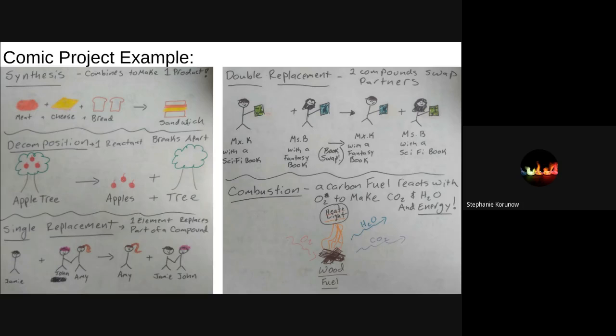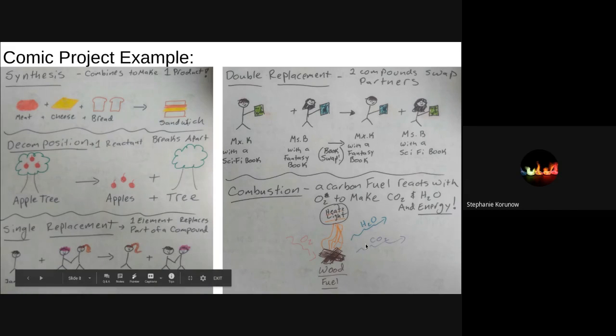So this next assignment, this comic example, I want you to do an example for each type of reaction where you draw a little comic that represents that reaction. So for synthesis, I had all the ingredients for bread or for sandwiches coming together to make a sandwich. Decomposition, I had my apple tree breaking down into apples plus a tree. Single replacement, I had a single person coming in and stealing someone out of a relationship. So now there's a new single person and a new couple. Double replacement, I had my book and my partner had her book and we swapped books. So now we each have a new book, a new partner.